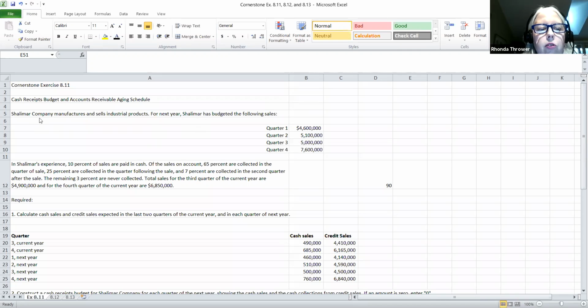It says that the Shalimar Company manufactures and sells industrial products for the next year. And Shalimar has budgeted the following sales. Those sales are for next year. These are the quarter one sales, quarter two sales, quarter three sales, and quarter four sales.